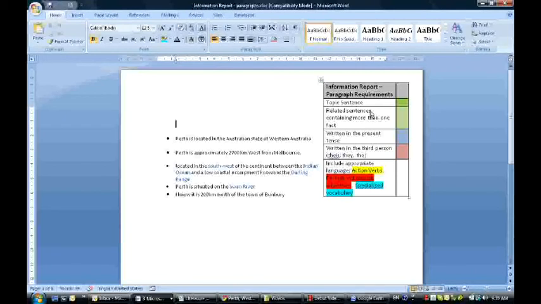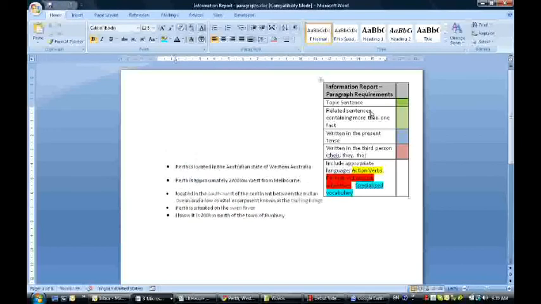We also try and include some particular language, such as action verbs, factual and precise adjectives, and some specialised vocabulary. So we'll try and pop all of those things in each of our paragraphs. Okay, so let's look at the first thing. Let's try and create a topic sentence. Looking at the information we've gathered, what can we say?